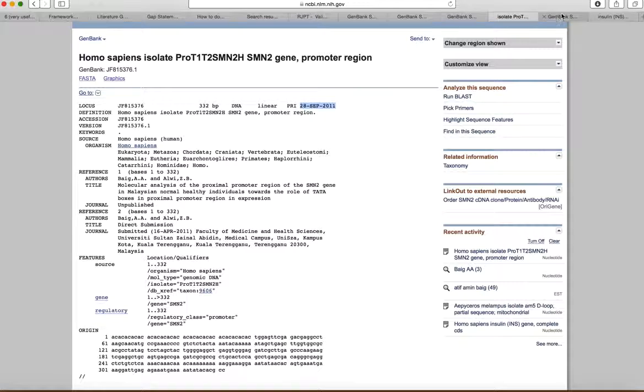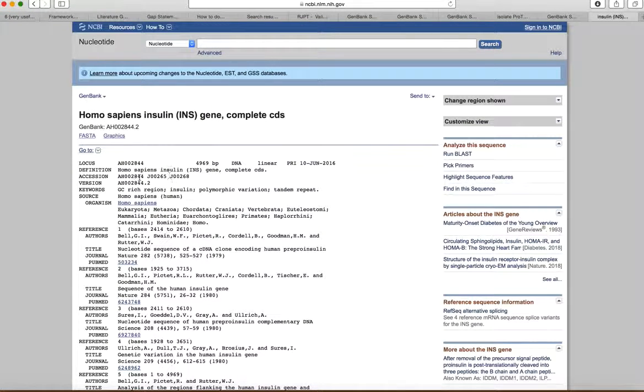So let's go to the next sequence. For example, it's an insulin sequence. Now if we ask you what is inside the locus: the first one is the locus name, the second one is the total length of the sequence, the third one is the molecular type, which is DNA, and it's a linear DNA. The fourth one is the division, a primate DNA, and the fifth one is the last modification date. So this is all about the locus, the first feature in reading the GenBank sequence file.